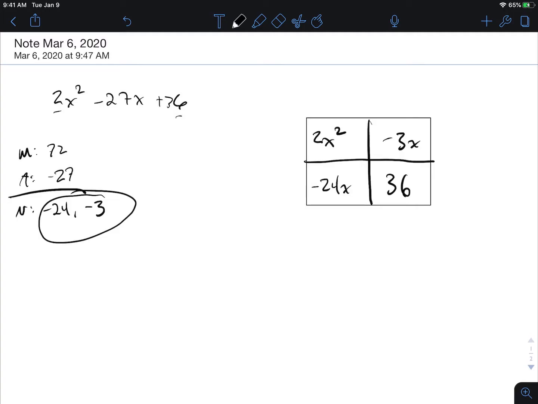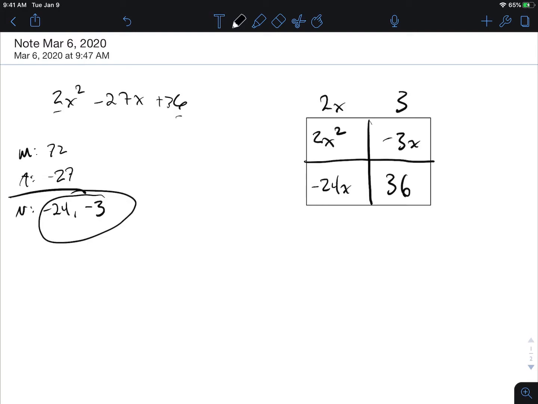Okay. Now, ignore all negatives. Just look at numbers and variables, okay? And we'll deal with the sign in a sec, okay? So let's go, okay, what's common between these two? I can take a 2x out, right? And then what's common between the 3 and the 36? I can take the 3 out, right?